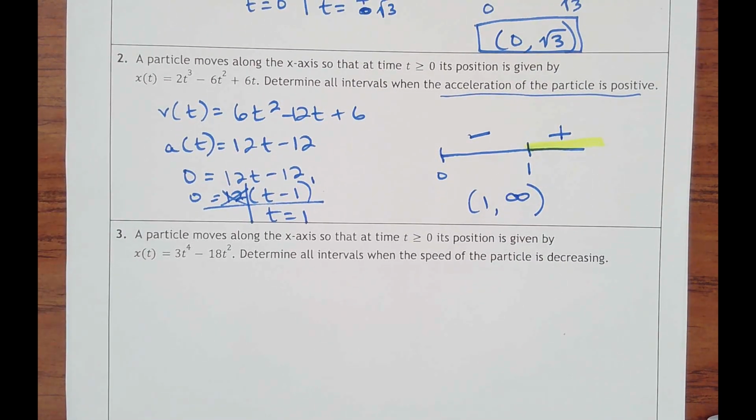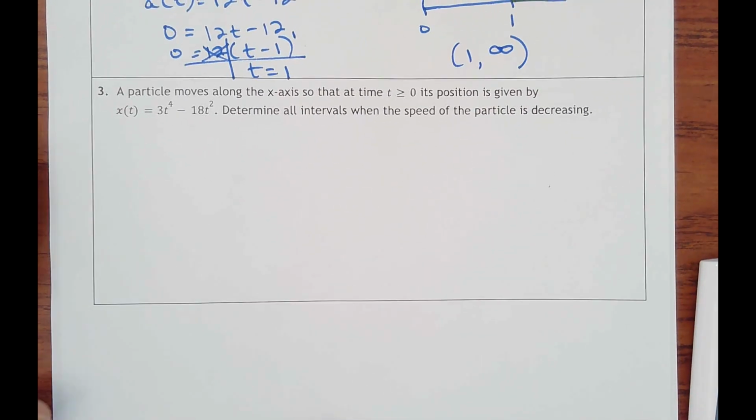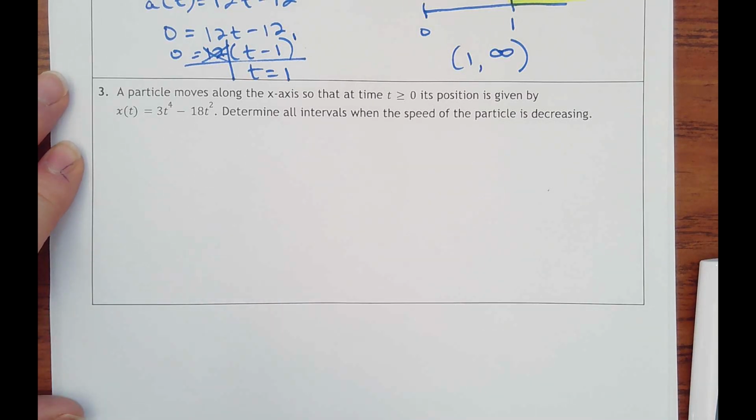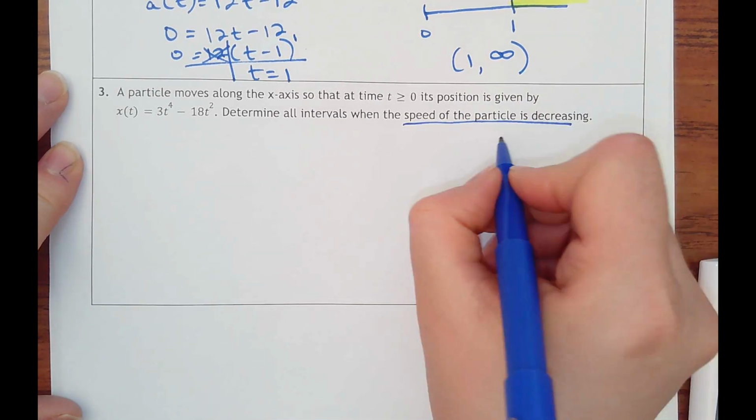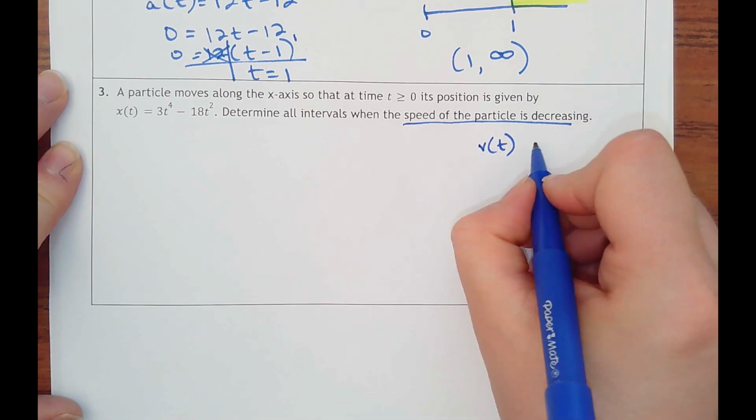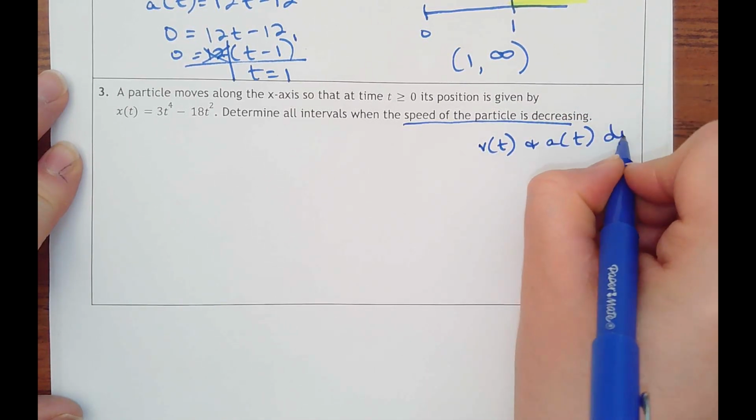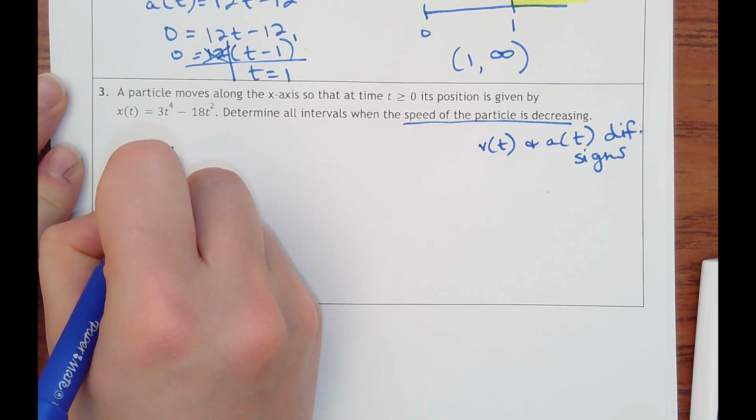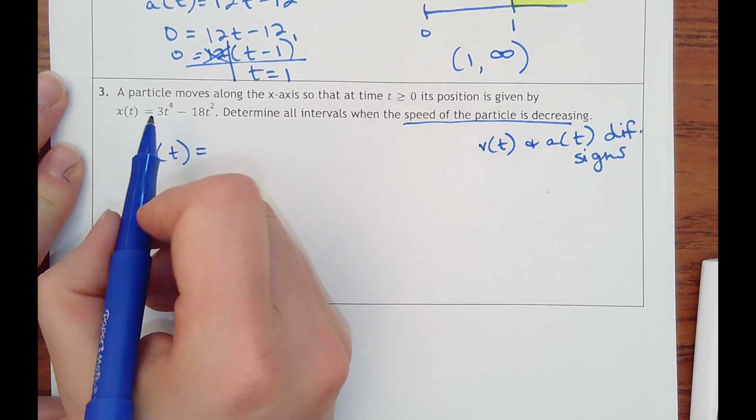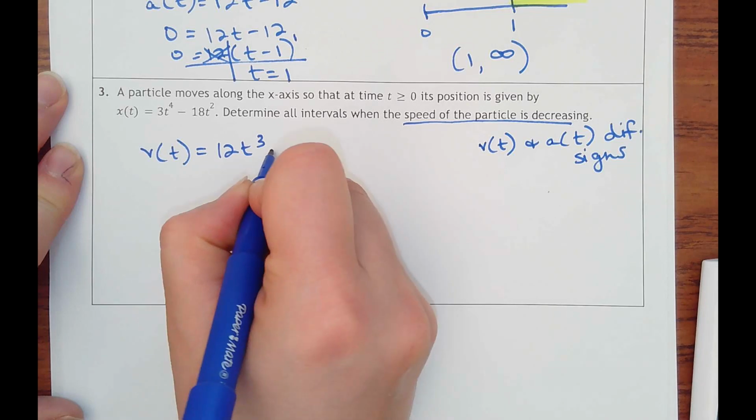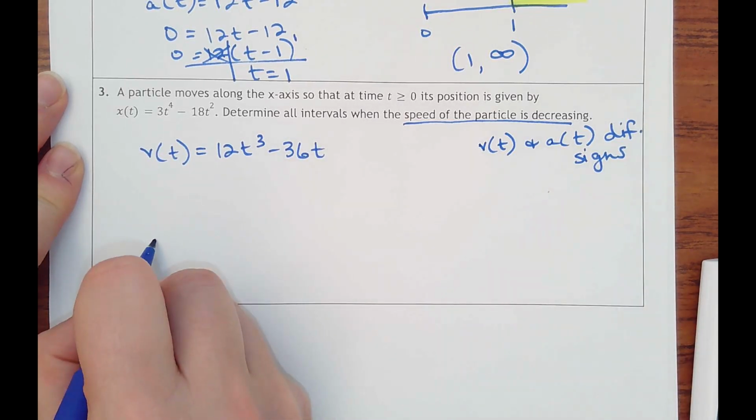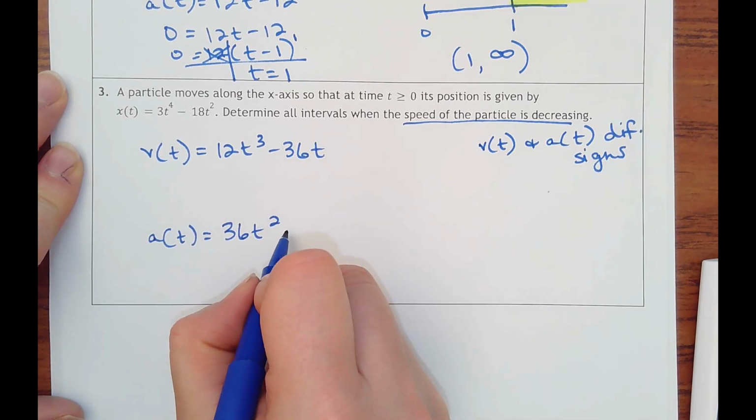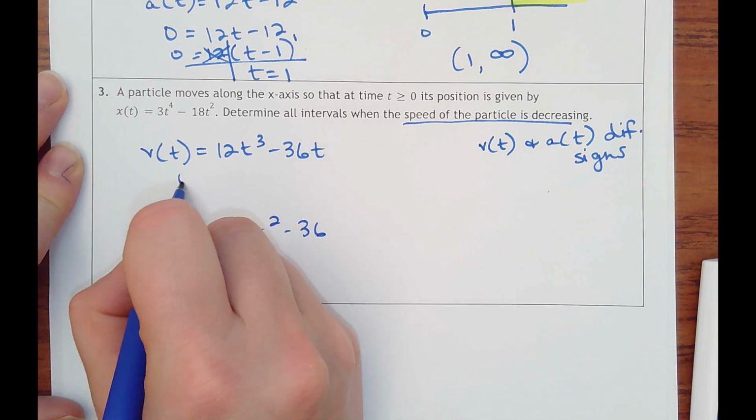And last one, a particle moves along the x-axis so that at time t is greater than or equal to 0. Here's its position. Determine all intervals when the speed of the particle is decreasing. So we need velocity and acceleration to have different signs so that the speed is slowing down. So I'm going to have to find velocity and acceleration. That would be 12t cubed minus 36t. And then acceleration is going to be 36t squared minus 36. Factor those, set them equal to 0.